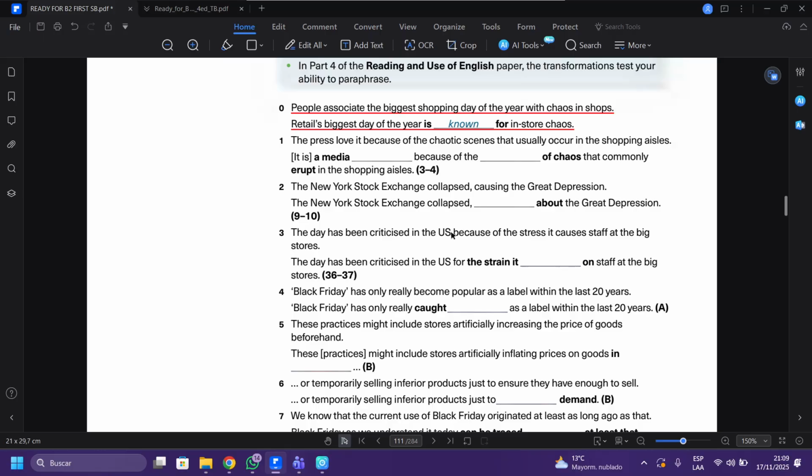Remember that we are paraphrasing. Causing the Great Depression or bringing about the Great Depression, which is the same. So the meaning of bring about is to cause something. Causante de. Yes, causar in Spanish. Bring about is the phrasal verb that means causar.